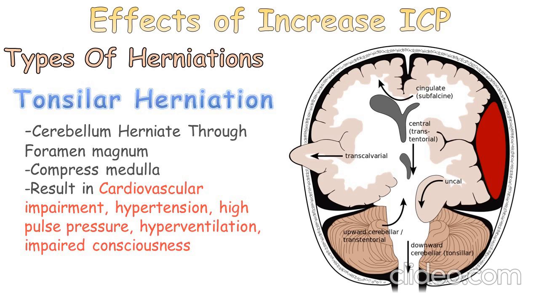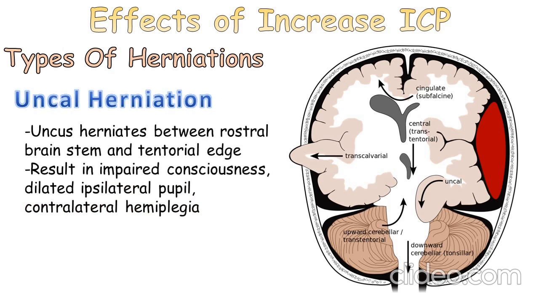finally death. In uncal herniation, the uncus of the temporal lobe herniates between the rostral brain stem and the tentorial edge into the posterior fossa, resulting in a clinical syndrome of progressively impaired consciousness, dilated ipsilateral pupil, and contralateral hemiplegia.